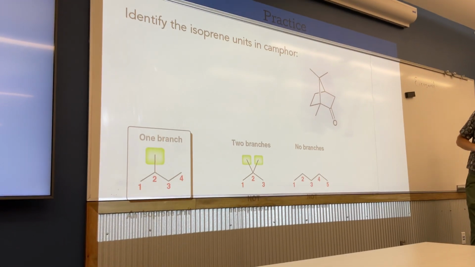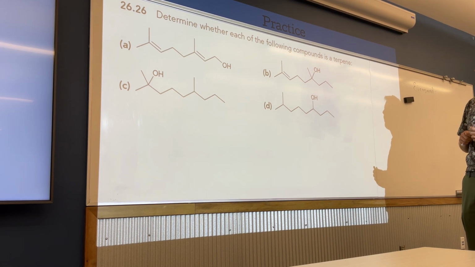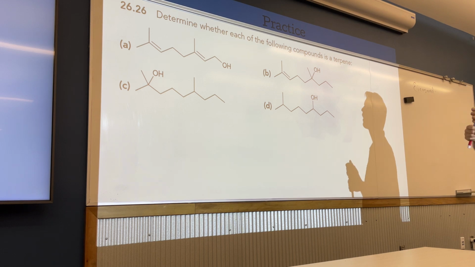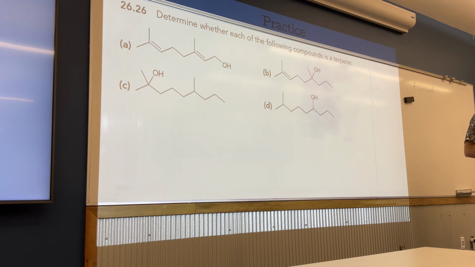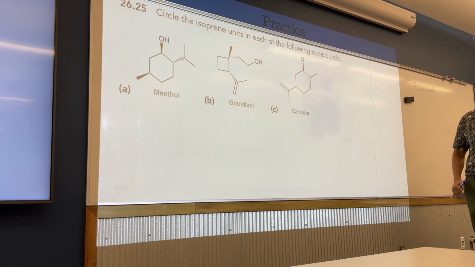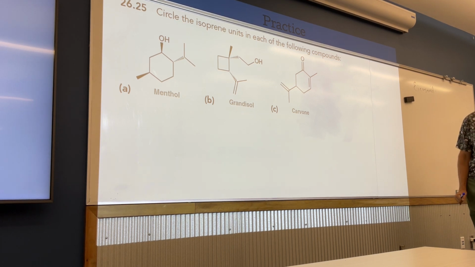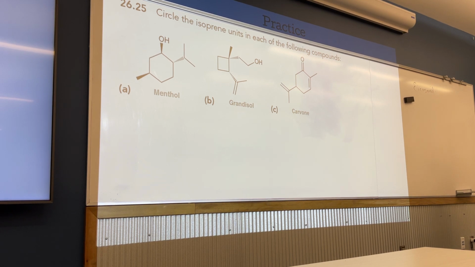Okay. Let's do some more practice. Determine whether these compounds are terpenes. Oh, wait, sorry, I skipped one. Circle the isoprene unit. We're still going to do the units, so figure out where the isoprene units are for each of these and circle them, accounting for everything. And then we'll go into determining whether or not something is an isoprene or not.